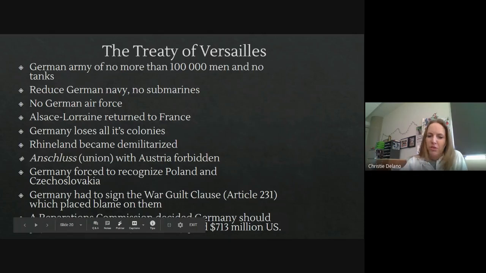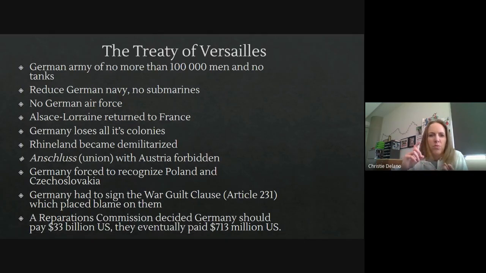So, quick recap from the Treaty of Versailles. I'm not going to read all of this to you, just some of the highlights. So there is disarmament in terms of volume of soldiers they can have, disarmament in terms of types of war machines they can have, in terms of the Navy as well as the infantry. There are land losses, in terms of colonies and land in Europe. They have to demilitarize. They can't join with Austria. They are forced to recognize successor states like Czechoslovakia and Poland, and then, of course, sign that war guilt clause.